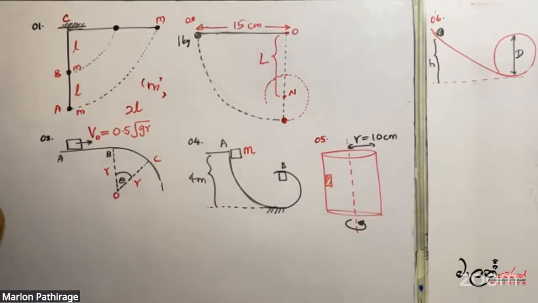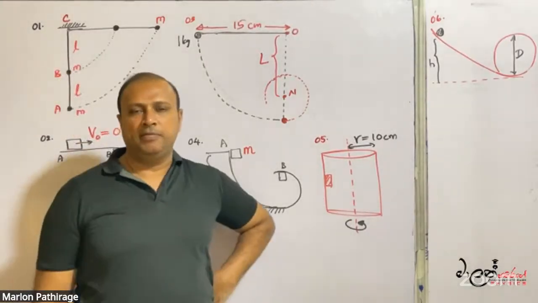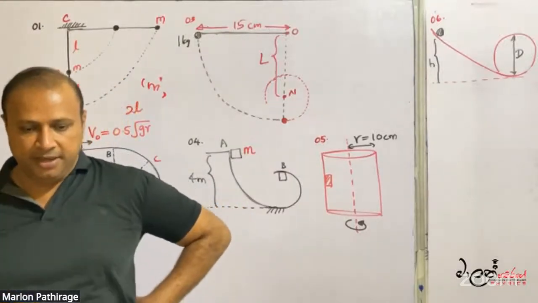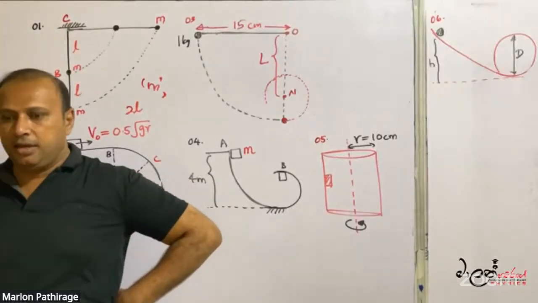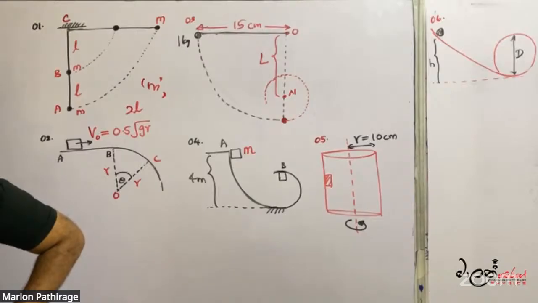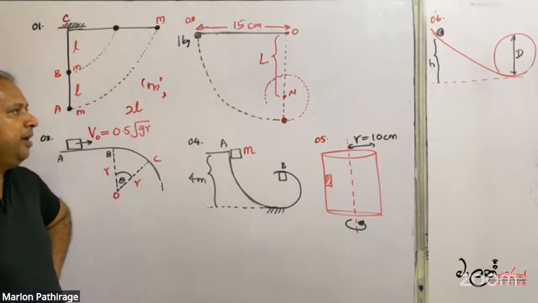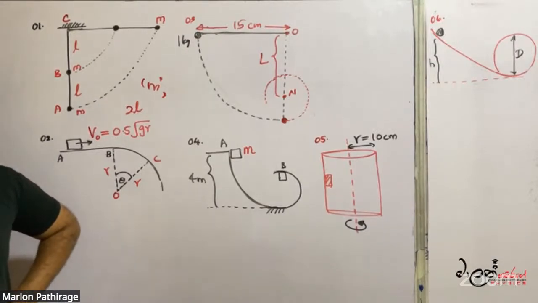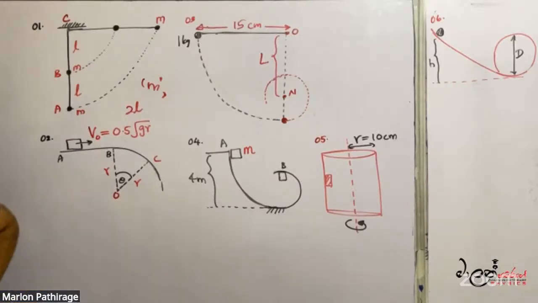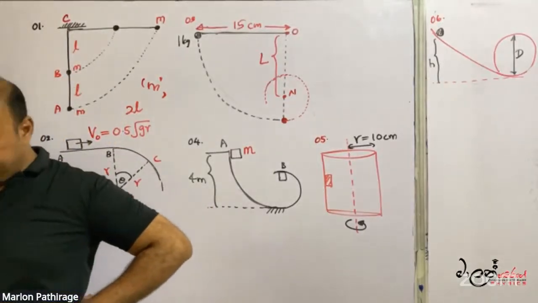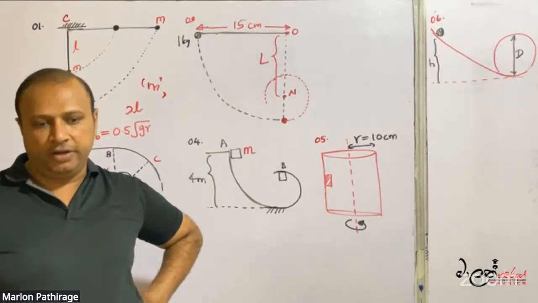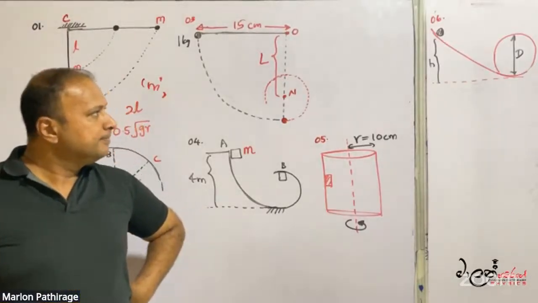The body remains in contact with the loop as it moves along it.